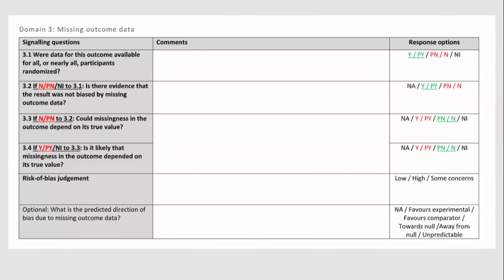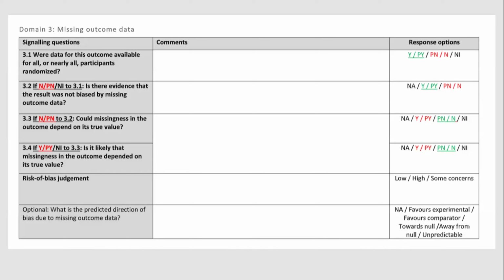Next is missing outcome data. Here you have to see what data is missing from the studies you read. Was data for this outcome available for all or nearly all participants randomized? They have to mention how the randomization was done, or how many they could randomize or did not randomize. Similarly, it will signal your next question. If no, partially no, or no information, go to 3.1: is there evidence that the result was not biased by missing outcome data? This you have to analyze by reading the study whose quality you are assessing.